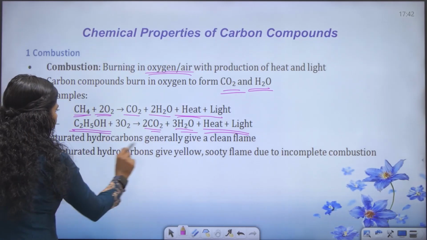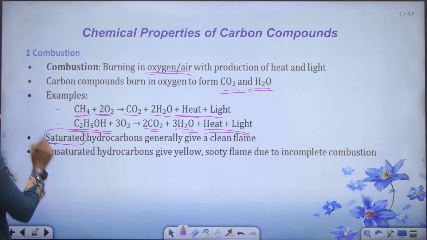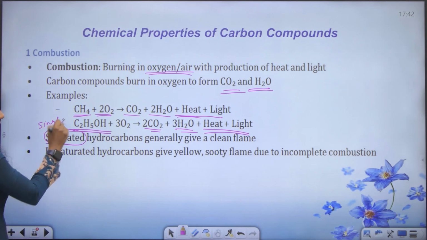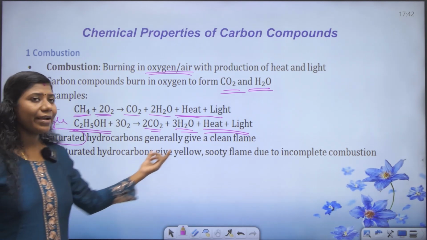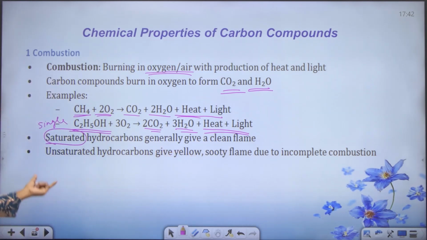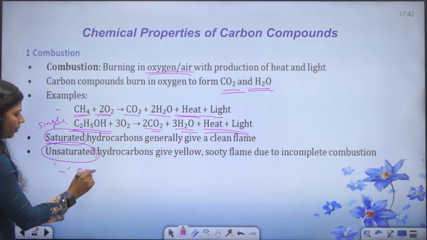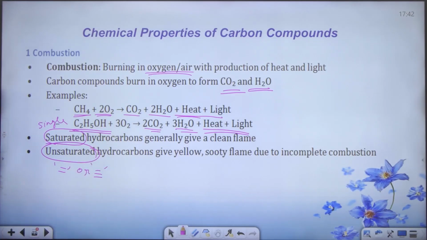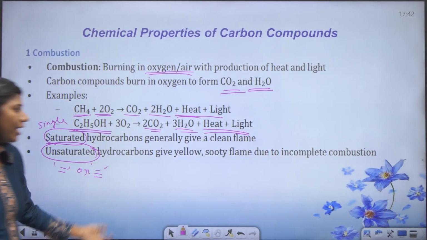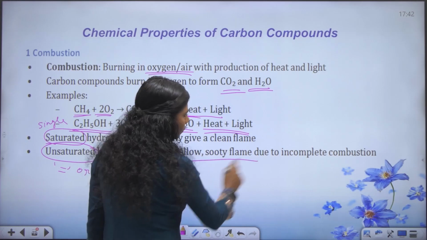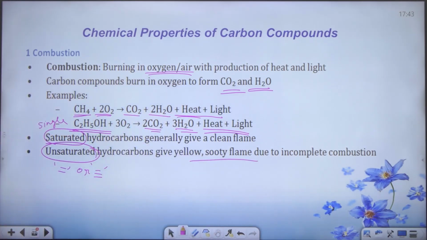Then saturated hydrocarbon. Saturated means single bonded. Saturated hydrocarbons generally give a clean flame. And unsaturated hydrocarbon means double bonded or triple bonded compounds. They give a yellow or sooty flame due to incomplete combustion. But saturated hydrocarbons generally give a clean flame.